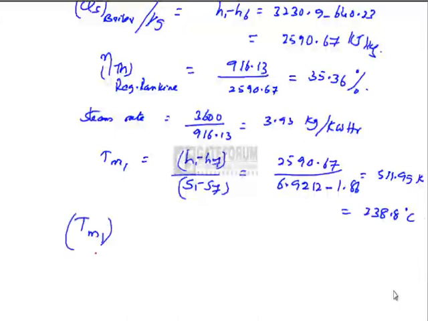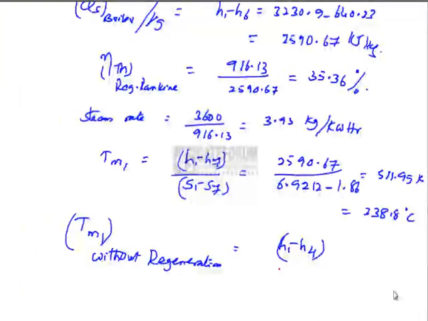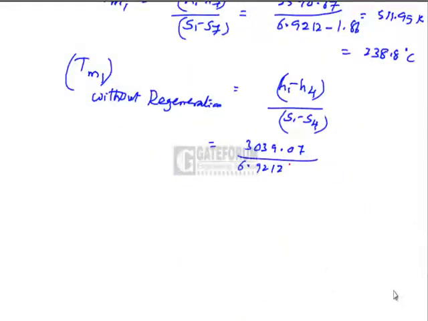Mean temperature of heat addition, if we calculate without providing any regeneration, please note that this is H1 minus H4 divided by S1 minus S4. This results in 39.07 divided by 6.9212 minus 0.6493, that is S4 value, which results in 484.55 Kelvin, which is equal to 211.4 degrees centigrade. Clearly we can note that there is an increase in mean temperature of heat addition due to regeneration, because of which thermal efficiency is increasing.